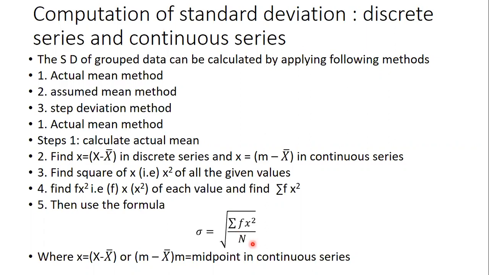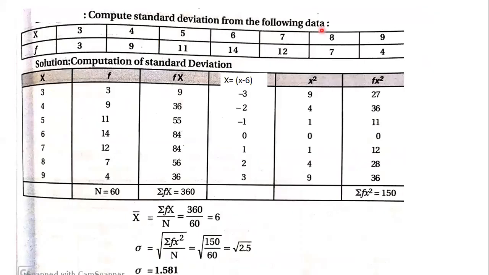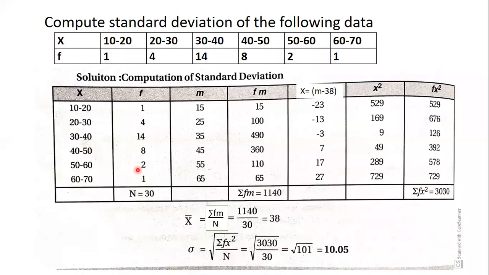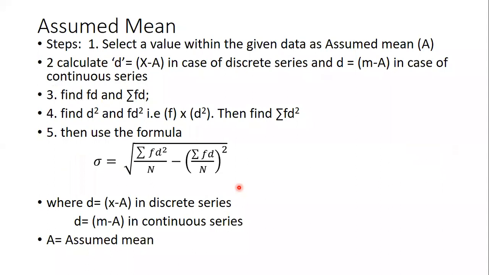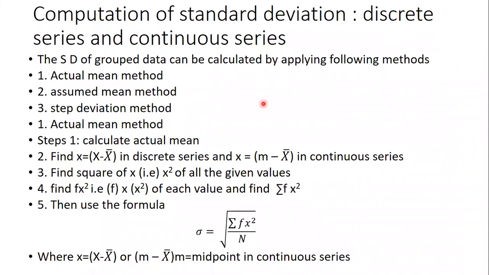So we applied this formula for discrete series in actual mean to find out the standard deviation, and also in the continuous series. Okay, so we stopped until here yesterday. So today we are going to learn the next type, that is assumed mean. So here we have three types, that is actual mean method, assumed mean method and step deviation method. So we are now learning the second method, that is assumed mean method.